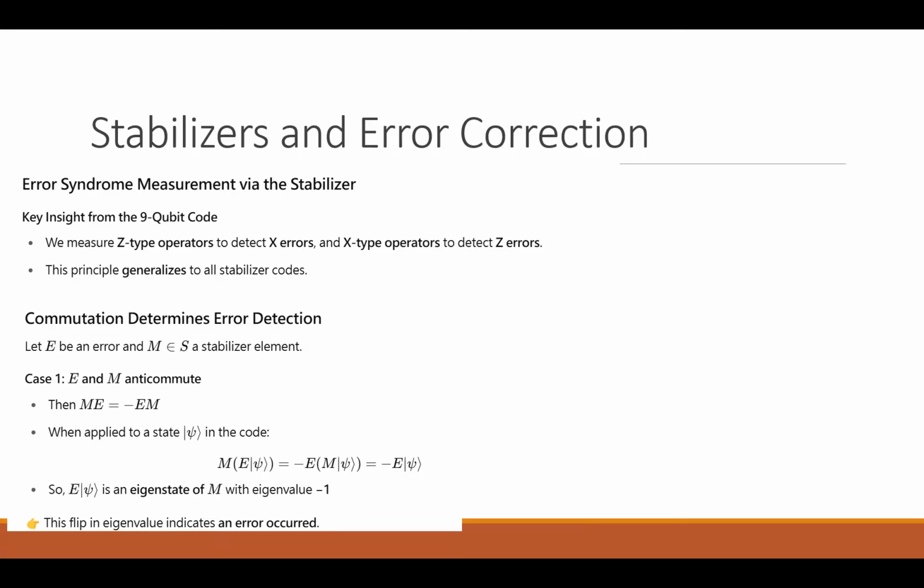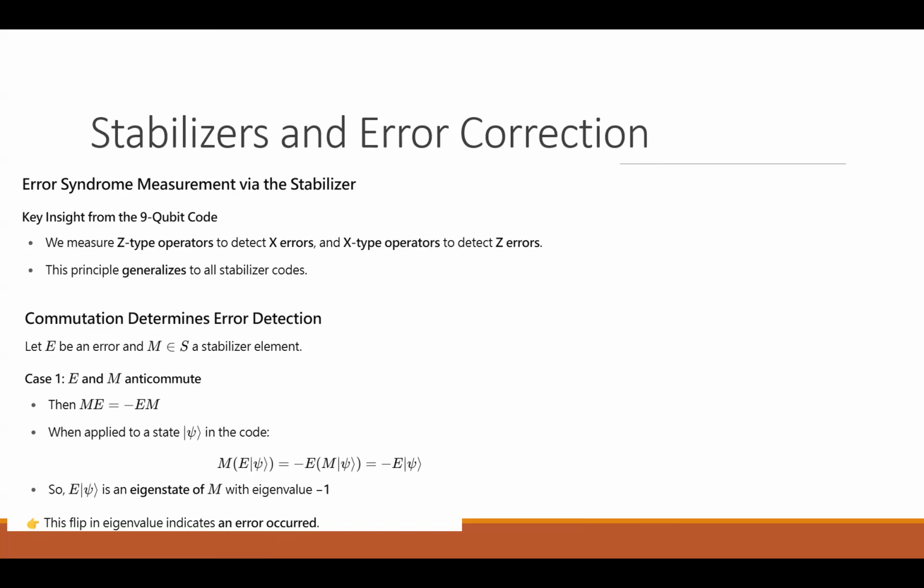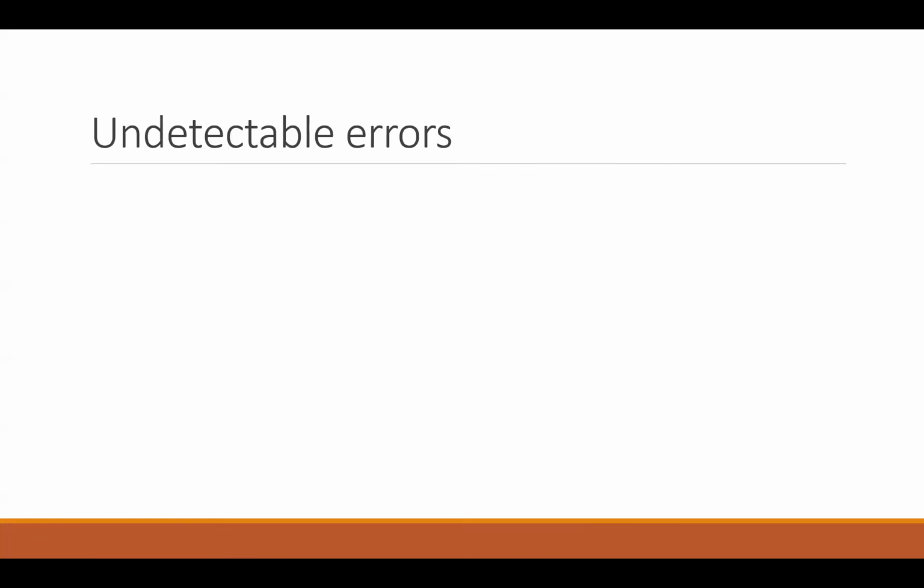Let's say your error anti-commutes, EM equals minus ME. Then if your error happens and you use your stabilizer to measure, you get some minus sign. That means that if this happens, then I can detect the error. So this is error detection, and to detect an error is very simple. If your error anti-commutes with any one of the stabilizers, then you can detect it.